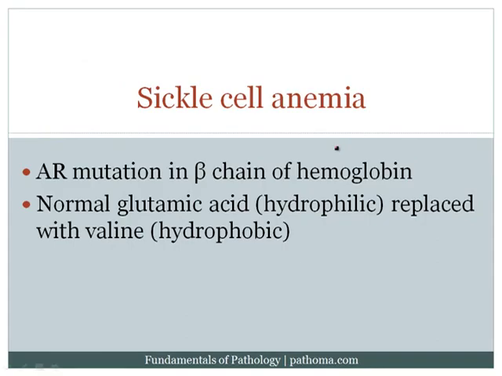The next of the normocytic anemias in which there is predominantly extravascular hemolysis is sickle cell anemia. In sickle cell anemia, the patients have an autosomal recessive mutation in the beta chain of hemoglobin, such that the normal glutamic acid, which is hydrophilic, gets replaced with valine, which is hydrophobic. So it's a single amino acid change that results in this disease, and that's called sickle cell anemia.